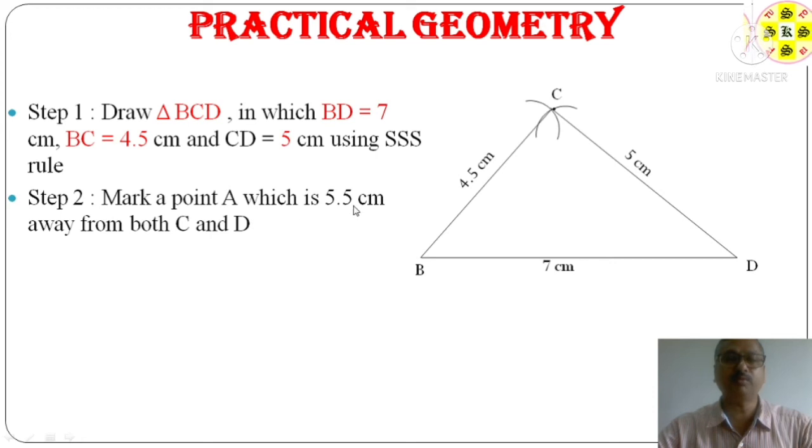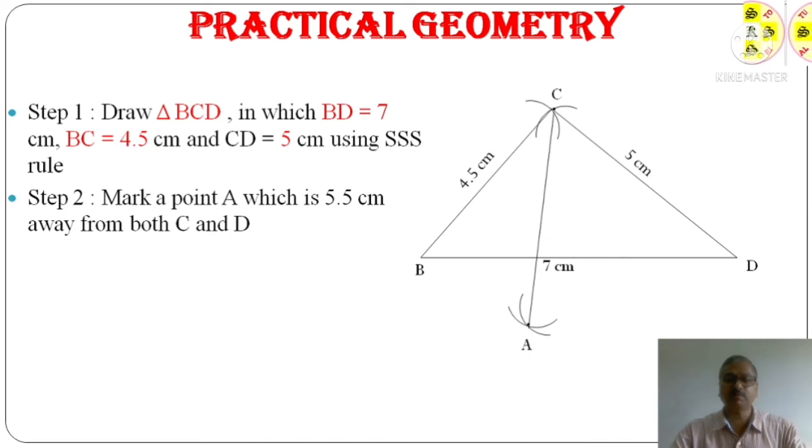Now next we will mark a point A which is 5.5 cm from both C and D. Somewhere we will mark this, such that it should not be on this side, but on the opposite side of BD from C. That is, the points C and A should be on opposite sides of BD. So we mark this point A, such that A is 5.5 cm away from both C and D, equidistant. From C the distance is 5.5 and from D the distance is also 5.5.